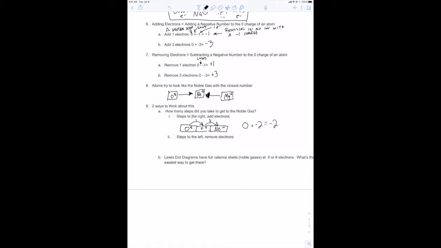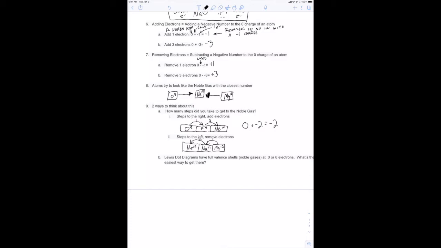Let's say we're going the other direction, and we have our magnesium, which is number 12 on the periodic table. Magnesium then goes through sodium, number 11, and then neon is number 10. And so in this case, in order for magnesium to look like neon, it needs to take 2 steps to the left. 1, 2.